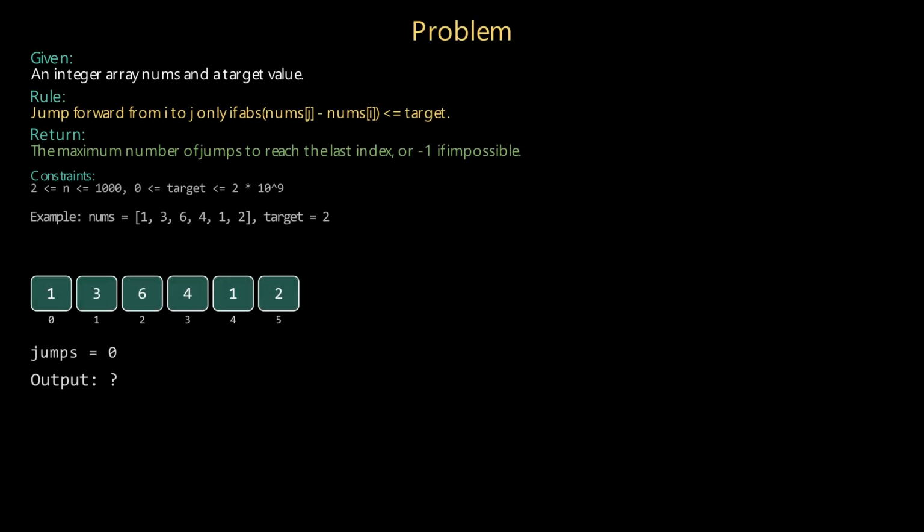Given an integer array and a target, you may jump forward from index i to index j only when the value difference is within target. Return the maximum number of jumps needed to reach the last index, or -1 if it cannot be reached.